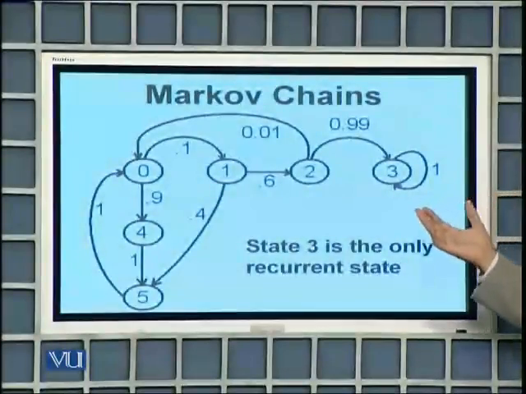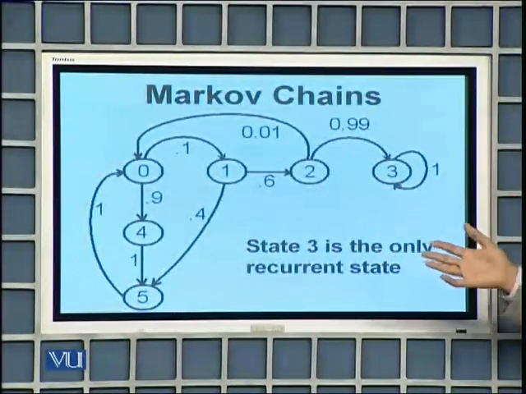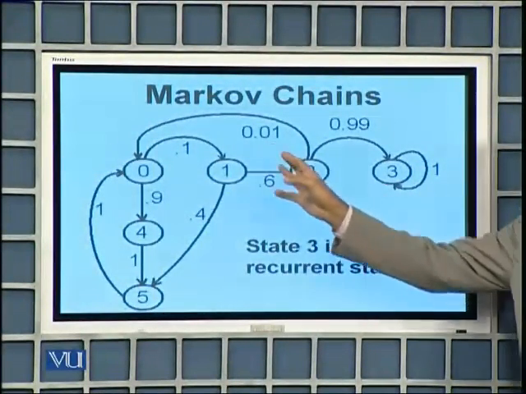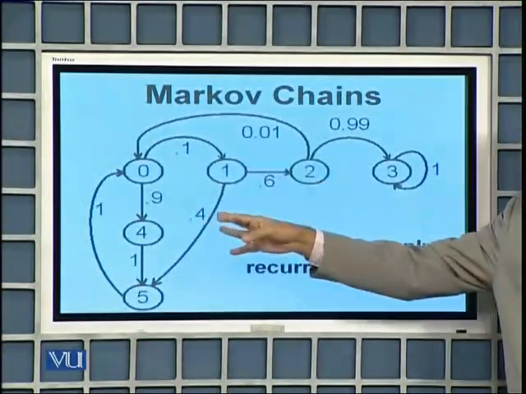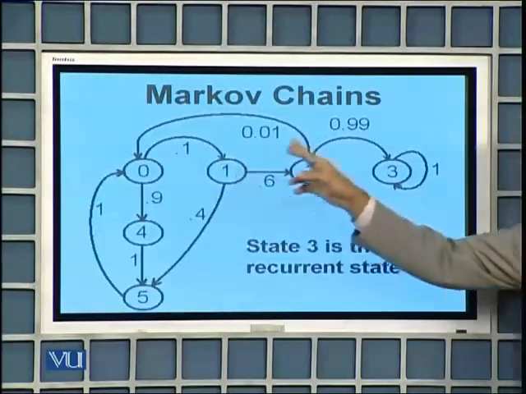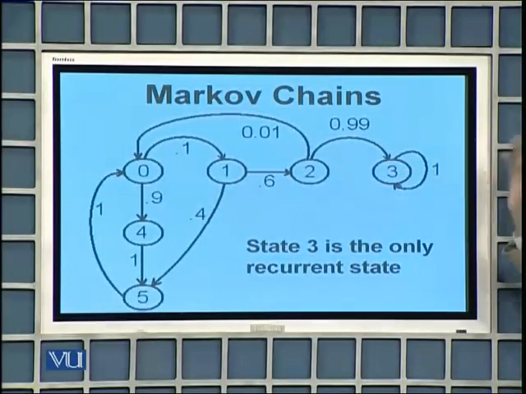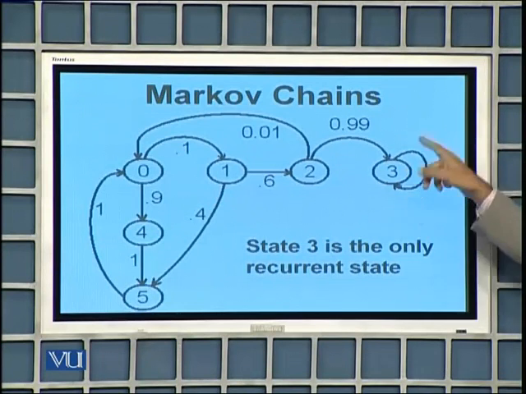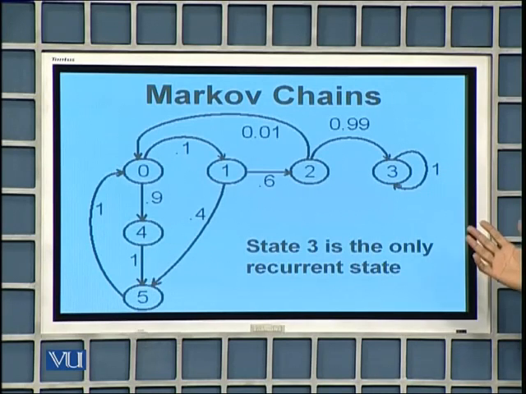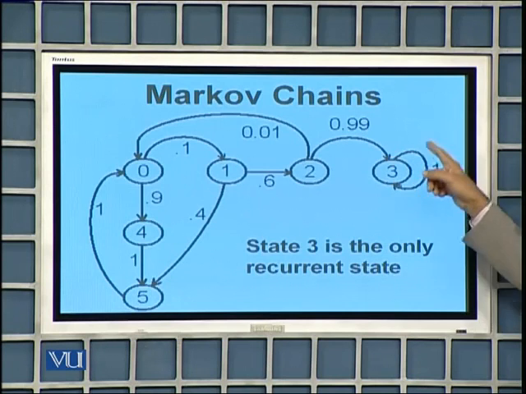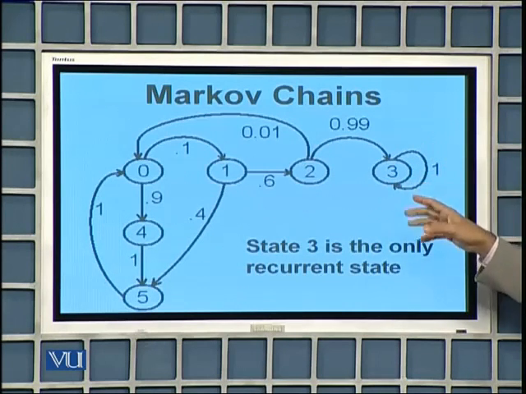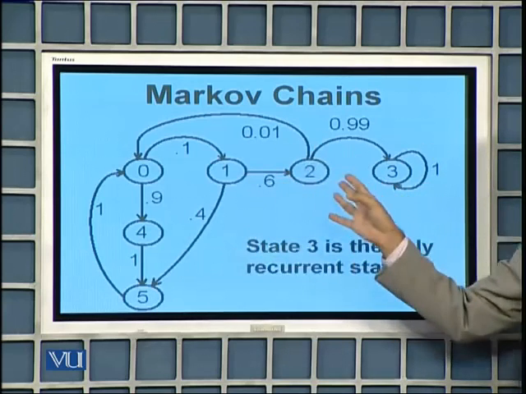So let's have a look at the graphical model of that simplified example of a person trying to perform Hajj. And here you have only 6 states. And you can see that a person can start in any of these states and hopefully eventually he is going to move to state 3. Once in state 3, he is going to remain in state 3 and all the transitions from state 3 will be again to state 3 with probability 1. So in this Markov chain, state 3 is the only recurrent state. It is visited infinitely often, and all these other states are transient states.